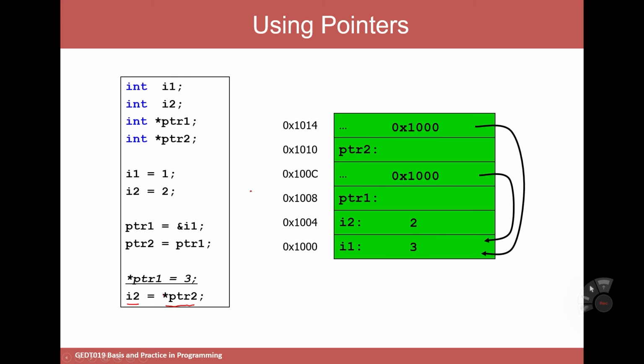So I2 now will become what? I2 value will be the value of where this pointer is pointing to. So it will be 3. So let's see, it's a 3. Okay, so this is 3 here. I hope this one is clear. So what we learned from this example is how to assign a value to a dereferenced pointer and how to read the value of the dereferenced pointer.